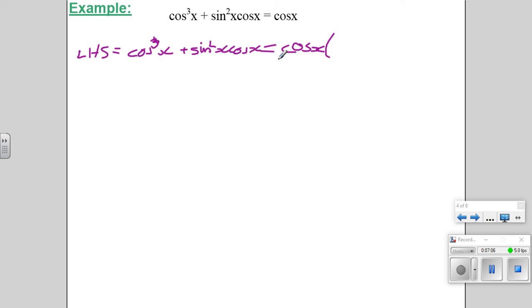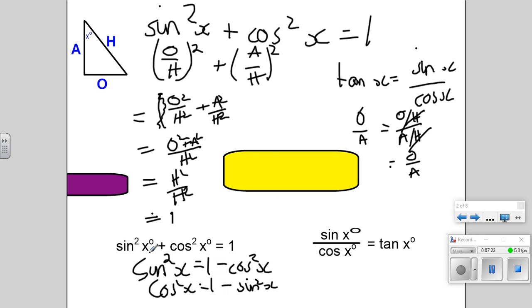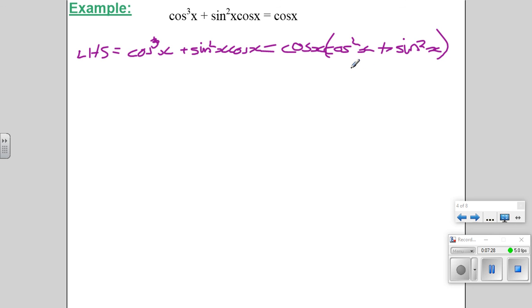If I take cos x out as a common factor, I get cos squared x plus sine squared x. Looking back at my trig identities, if I go back the 2 pages, sine squared x plus cos squared x equals 1. And this just becomes 1 times cos x, which is cos x, which is our right hand side. And again, that's proven.